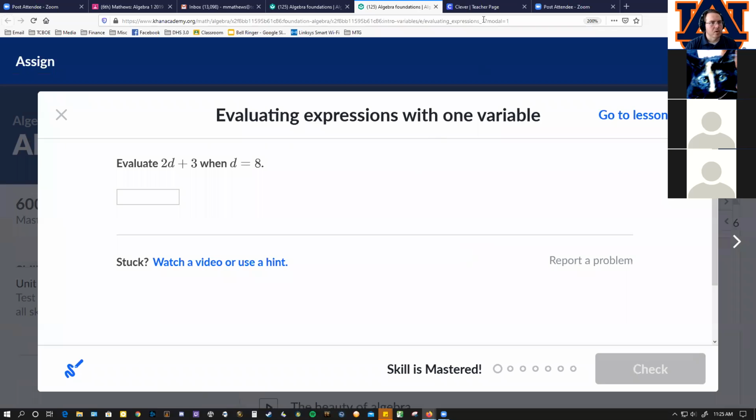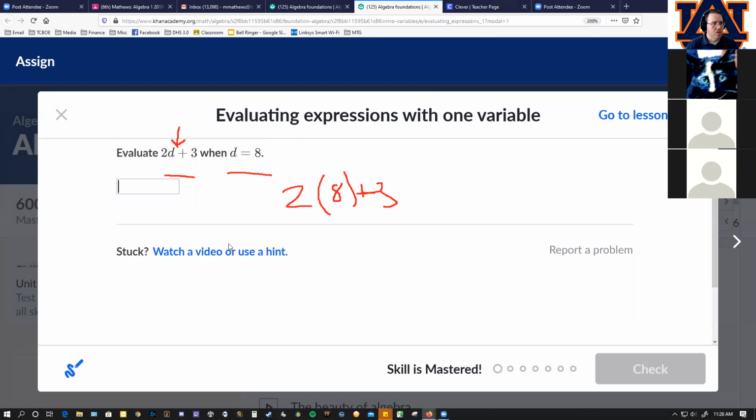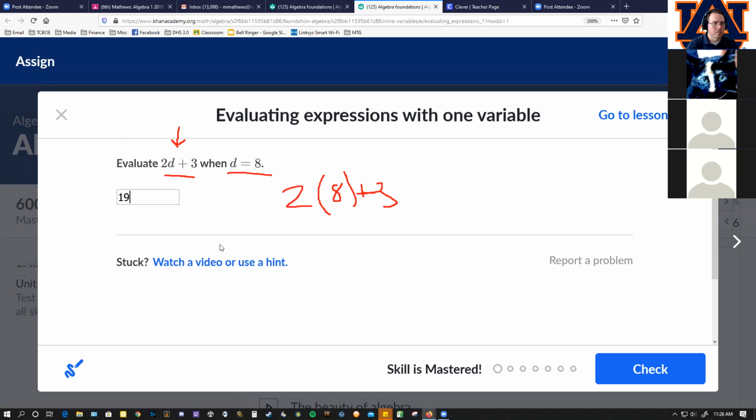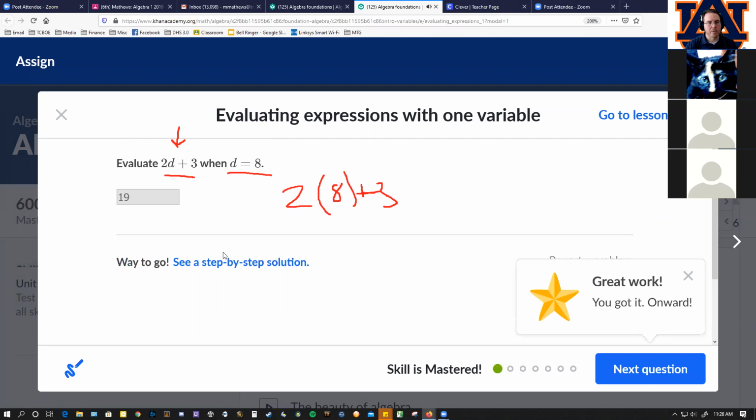Okay, so I'm getting better with this Zoom tool usage. Evaluate 2D plus 3 when D is equal to 8. It's very basic substitution. Some of you can do this in your head. So that'd be 2 times 8 plus 3, which is 16 plus 3. So I'm really hoping it's 19. Wouldn't want to mess that one up on stream.